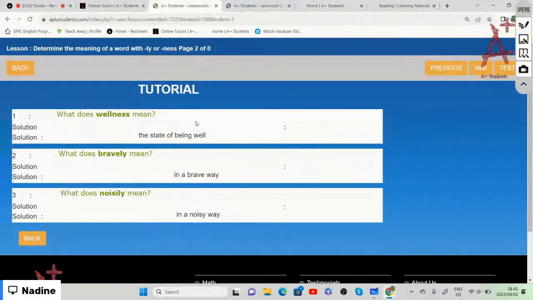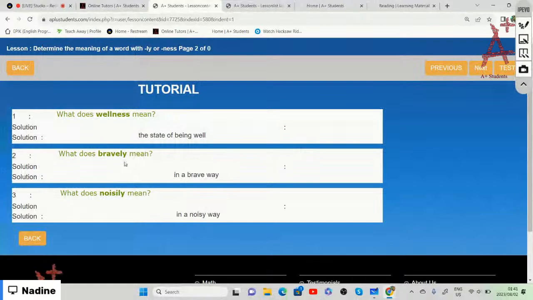We did wellness. Let's go to brave. Then we have bravely, right? So bravely means in a brave way, right? So ly means it's almost like saying in a way or in some way, right? So what does bravely mean? It means in a brave way. This is now the suffix ly. Noisily, right? It is in a noisy way, right?